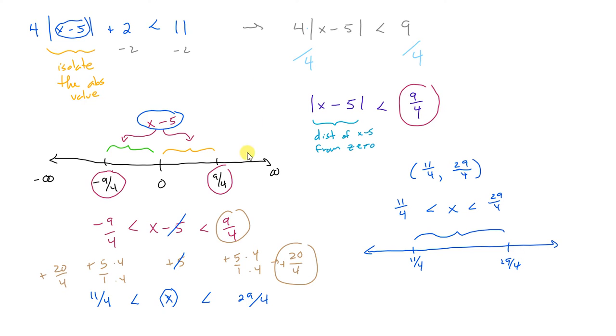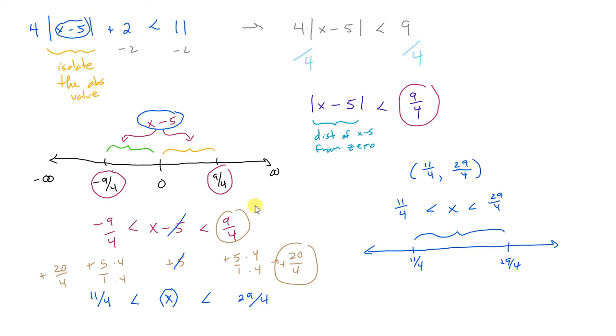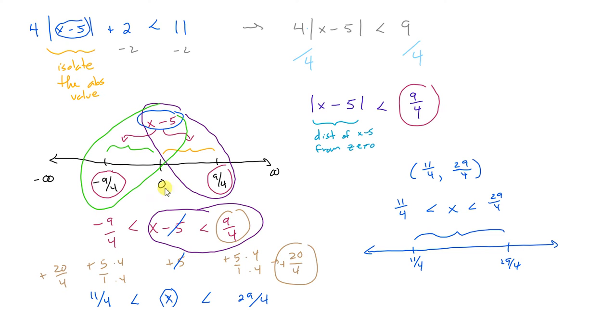Now notice in the book they talk about an "and." I find that to be, yeah, it's valid, but it's a pain in the neck. In the book, what they do at this stage is say the x minus 5 has to be less than 9 quarters, this part, and at the same time, the x minus 5 has to be greater than negative 9 quarters. So both have to be true at the same time. And then you have to solve both inequalities and put the results together. I find that to be a lot of trouble, okay?